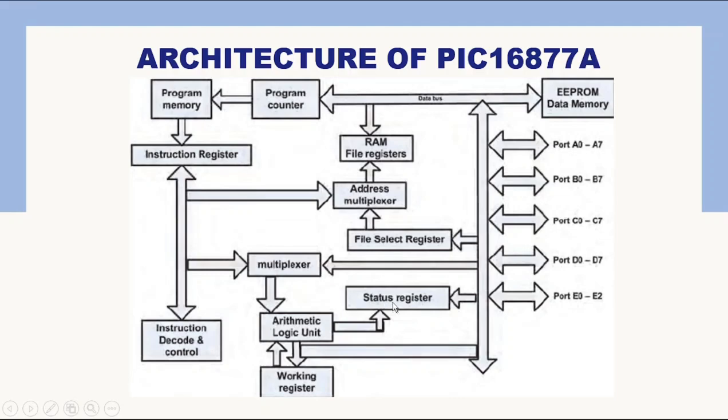And status registers are basically the flags. For example, as I explained earlier, the overflow flag, and there are various flags. And as you can see above, there is the data bus. And program counter is a register which stores the address of the next instruction while the current instruction is executed. So this is the architecture of the PIC microcontroller, and this is the microcontroller which we are going to use in our project.